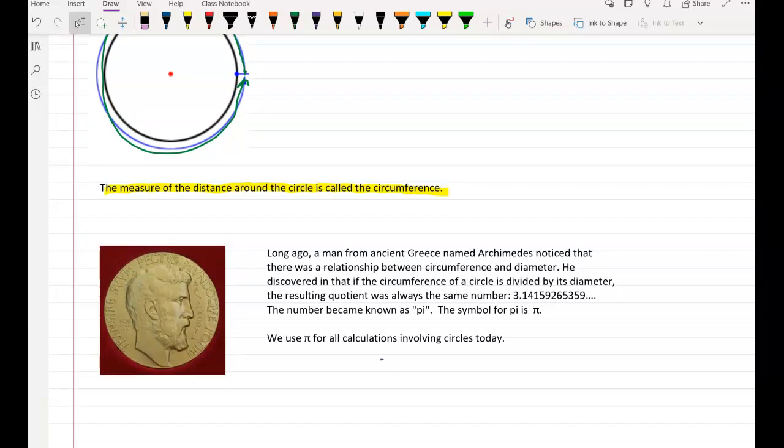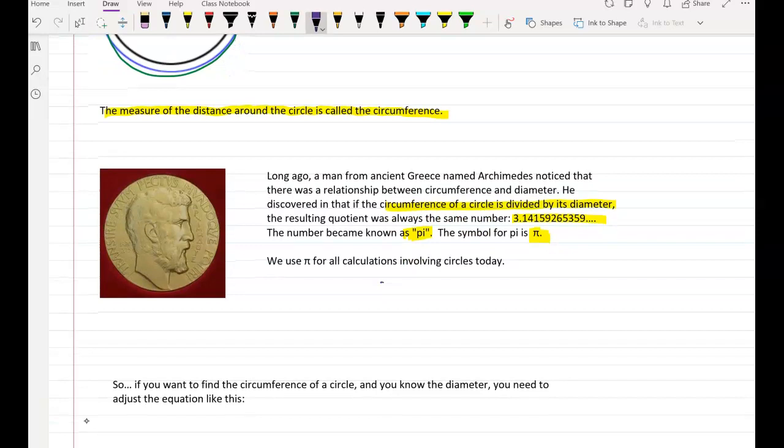Now, a really long time ago, a guy named Archimedes noticed a relationship between circumference and diameter. And he figured out that if the circumference of a circle is divided by its diameter, you always get this number, 3.141592653559, and it goes on forever. It's an irrational number, and it never repeats, and it never ends. That number is called pi, and the symbol for pi is right there. And we use pi for all kinds of calculations when it comes to circles. And instead of using this really long decimal, we just use 3.14 to estimate.